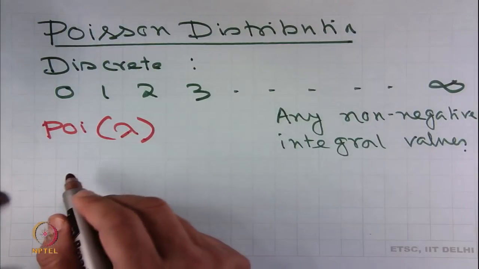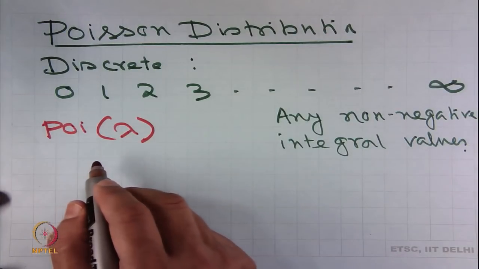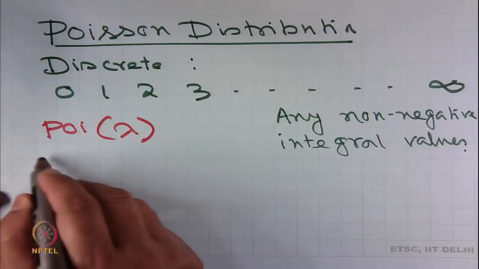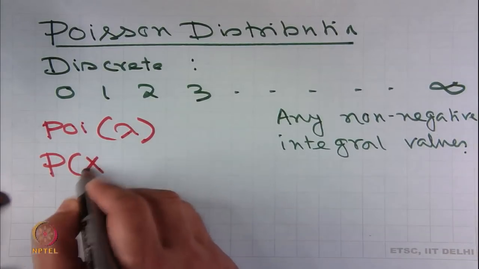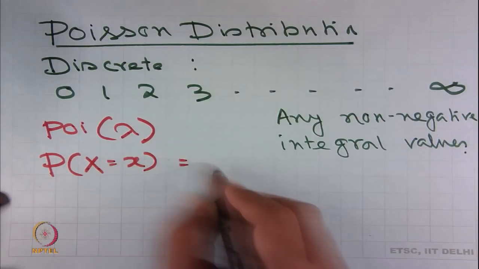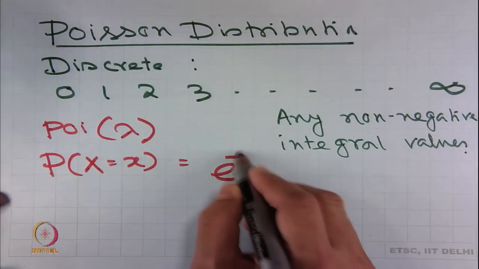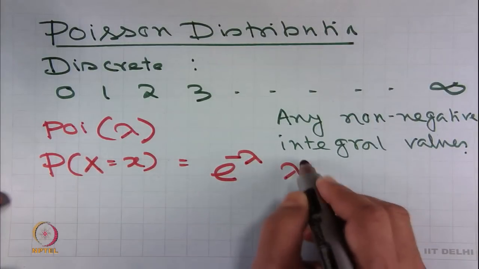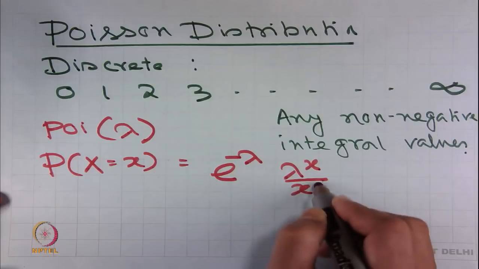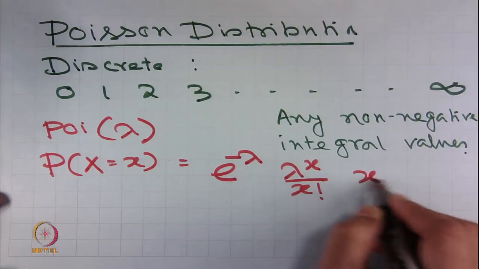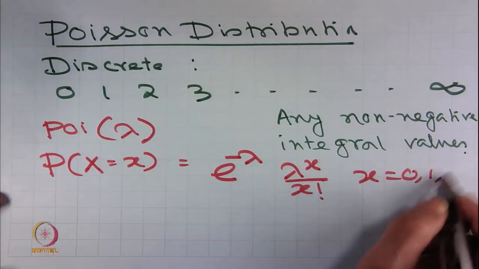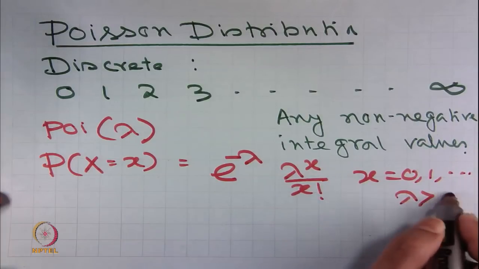If we know the lambda, then we should be able to know everything about the distribution. Probability x is equal to x is equal to e to the power minus lambda, lambda power x upon factorial x, x is equal to 0, 1, etcetera, lambda greater than 0.